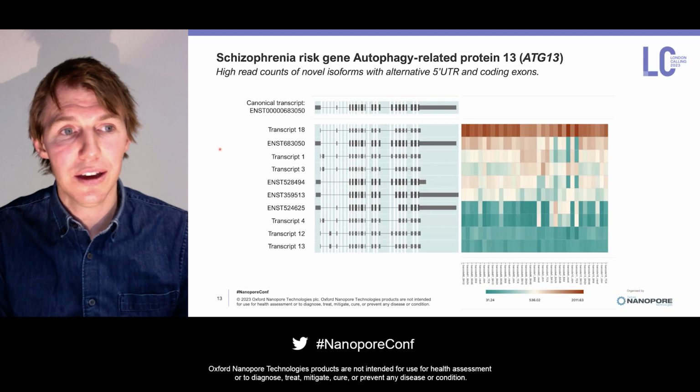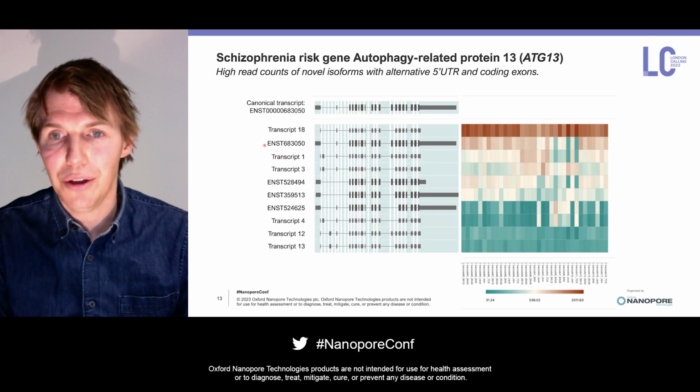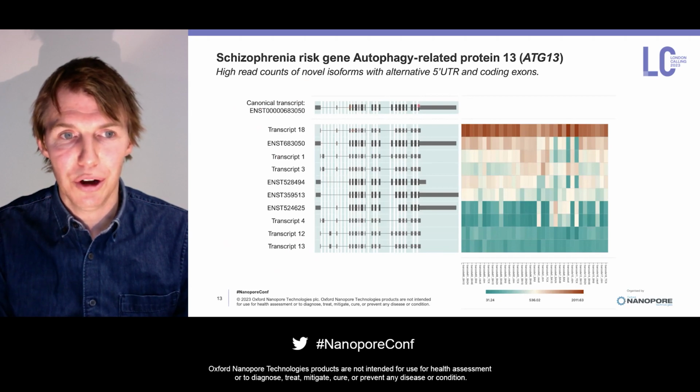Now I'm showing here actually an IsoVis plot to show the isoforms and their expression. So up here we have the canonical transcript, and then we have in this isoform stack all of the transcripts that were found in our sequencing, and over here we have a heat map of transcript expression or isoform expression in each sample. We show exons as boxes and coding sequence are the thicker boxes.